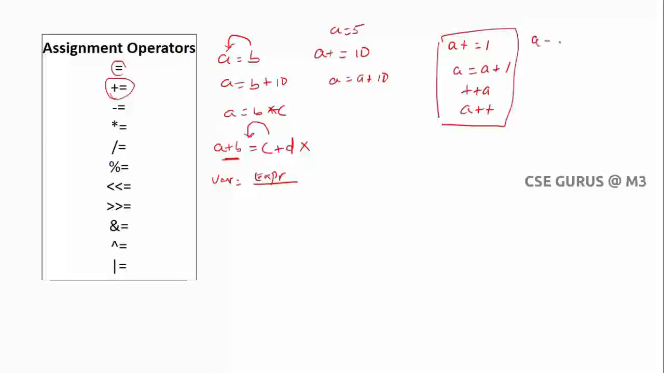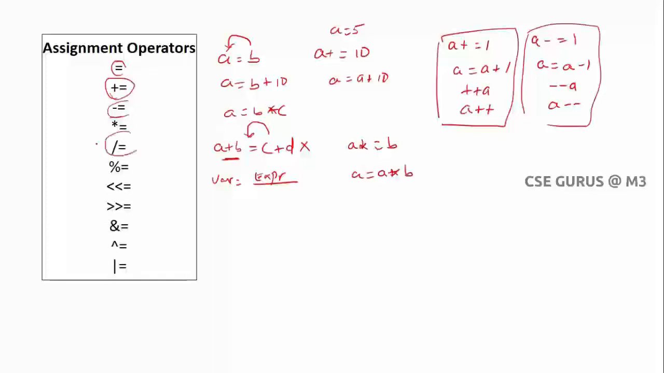Similarly a minus equals to 1, what is that? a equals to a minus 1, which is equal to minus minus a, and which is equal to a minus minus. Like this I also explained minus equals to, into equals to. I can write a into equals to b, which is equal to a equals to a into b. Similarly division equals to, percent equals to. What about percent equals to? Suppose a percent equals to 3, which is a equals to a percent 3. If a value is 5, it will return the remainder as 2.